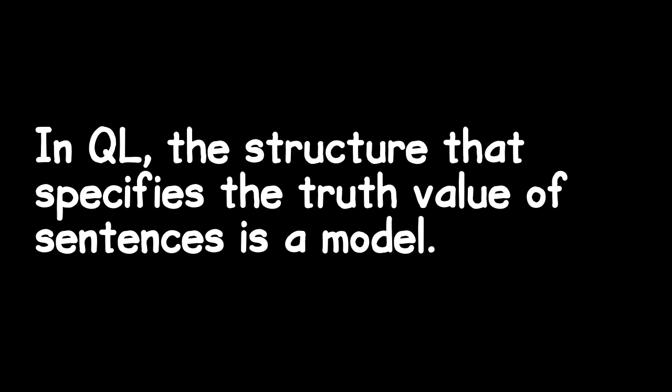So in QL, the structure that specifies the truth value of sentences is a model. And that's the key idea of the formal semantics for QL. The notion of what a world is like is represented in QL by a model. It's a way things can be. It's what it is that makes sentences true.